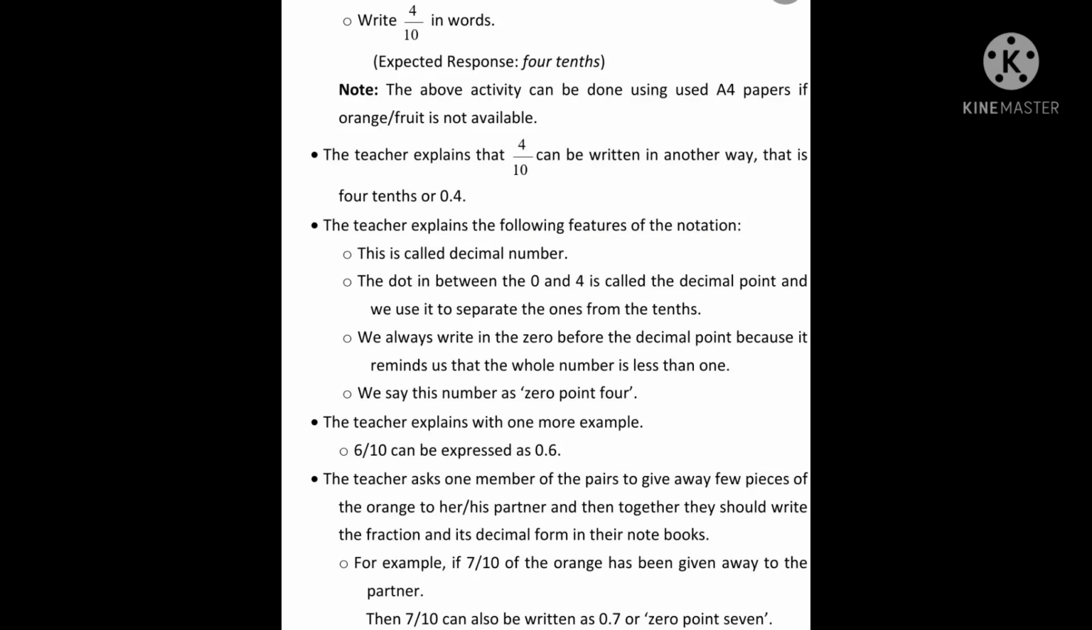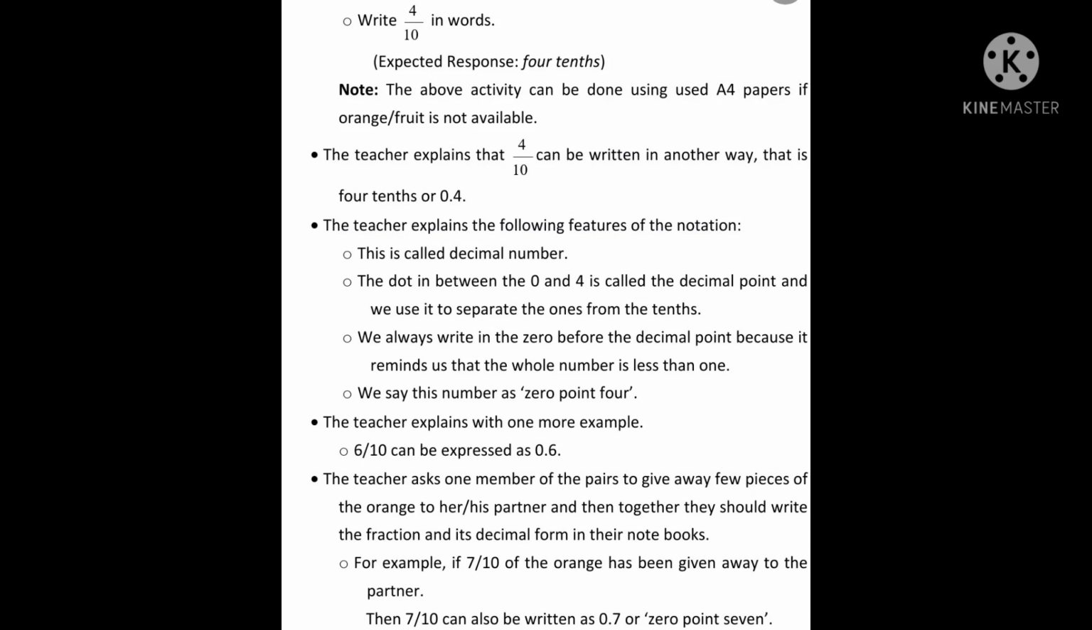Now the teacher explains that 4 upon 10 can be written in another way also. That is, 4 tenths or 0.4. Yes, 0.4. The teacher explains the following features of the notation. She says that this is called the decimal number.